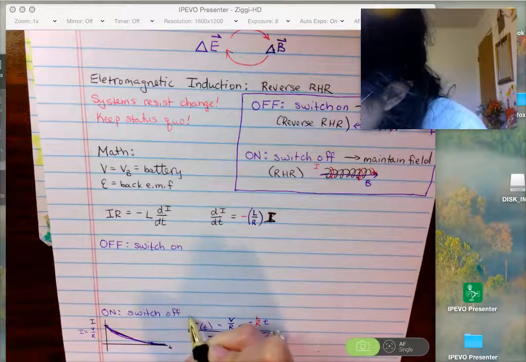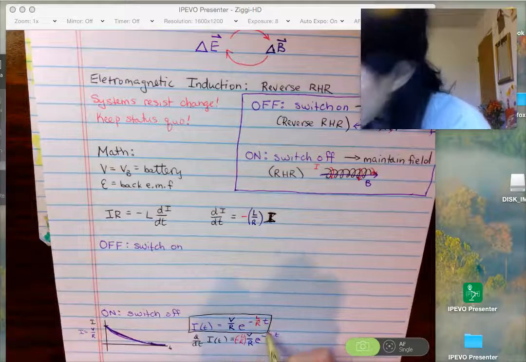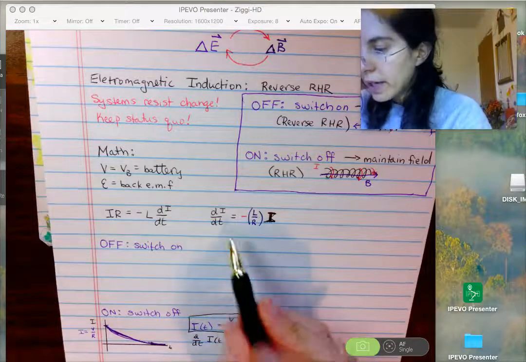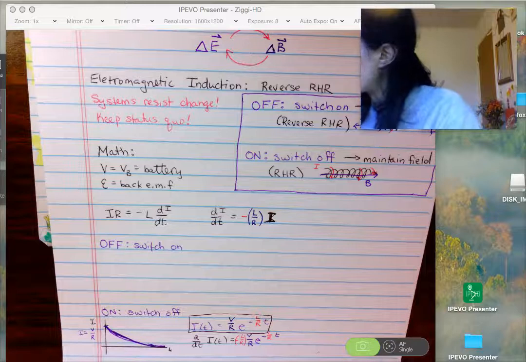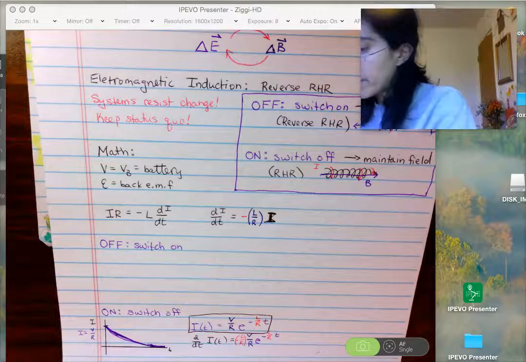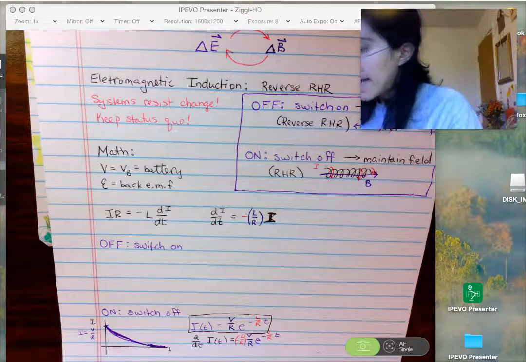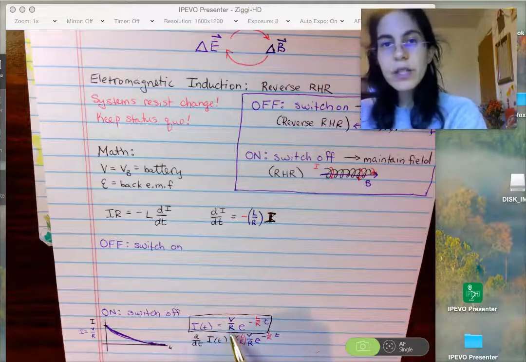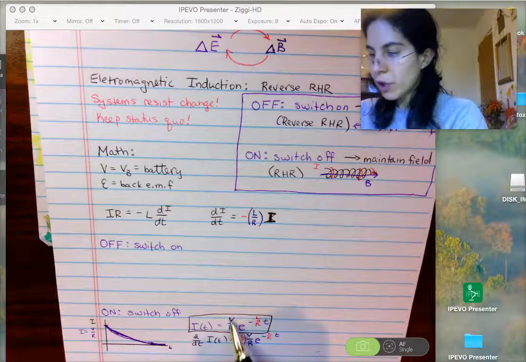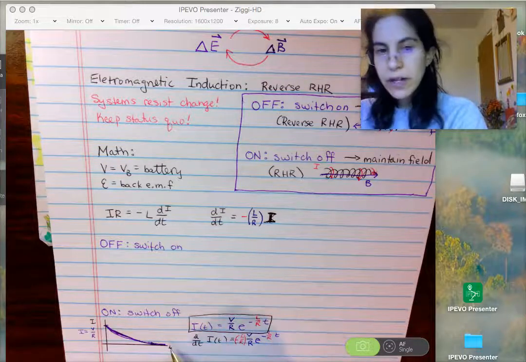Question: what function has a first derivative of itself, only negative, and with some constant up front? Exponential decay. Here it is, the solution for the problem of a circuit that's on and switching off. If your circuit has an inductor, the current will exponentially decay over time from an initial value of V over R to a final value of 0.